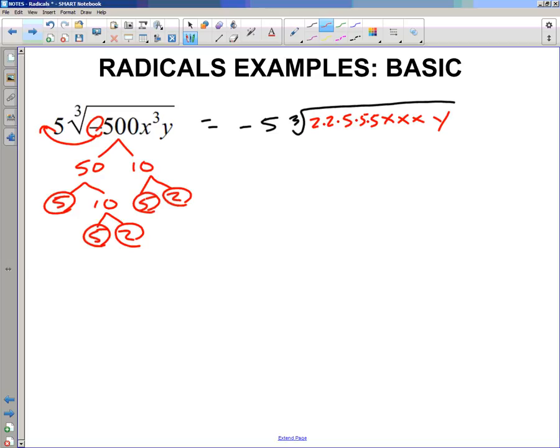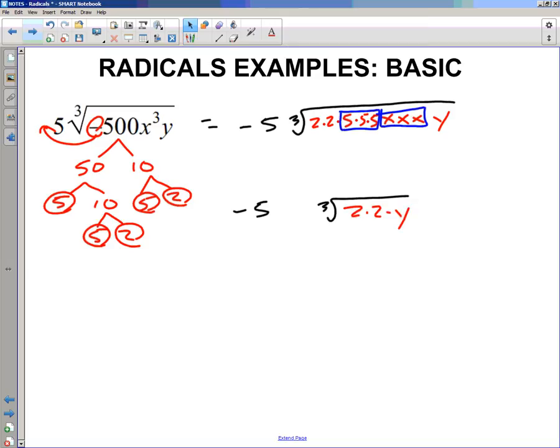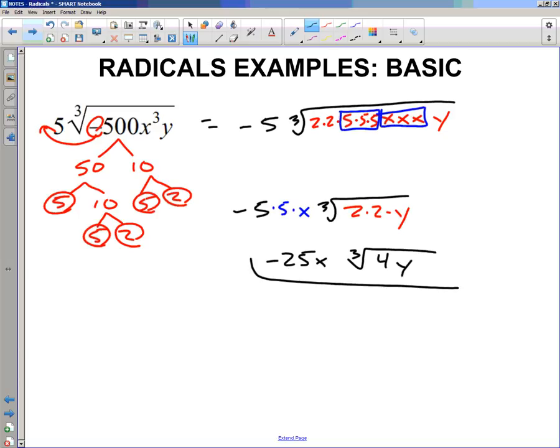So we're going to try and group up. This time we're looking for groups of 3. Got 3 5's there, and we got 3 x's here. So we should be able to bring those out to the front. Everything else is going to stay inside. So the negative 5 is going to stay out here. We've got a 2 and a 2 and a y on the inside. And we've got another 5 and another x coming out. All right, then all we need to do here is go ahead and simplify this. Negative 5 times 5 would be negative 25. Get that x there, and then cube root of 4y, and we're done.